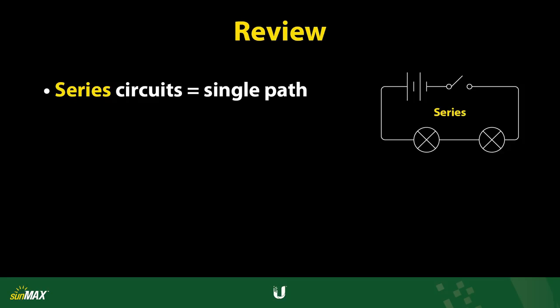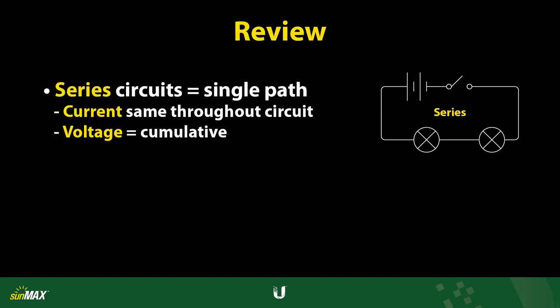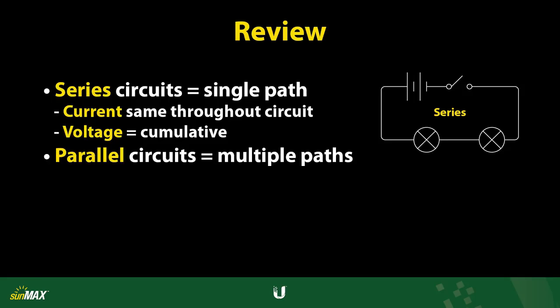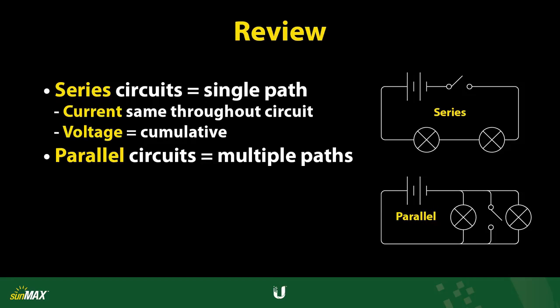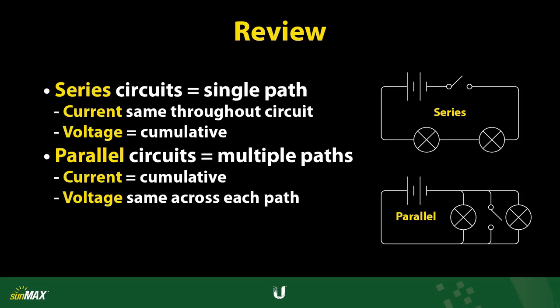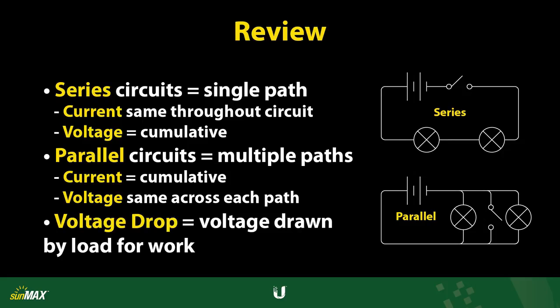To review, a series circuit provides a single path for charge. Voltage is cumulative, whereas current is the same throughout. A parallel circuit provides multiple paths for charge. Current is cumulative, whereas voltage is the same across. Voltage drop represents the voltage drawn by a load to perform work.